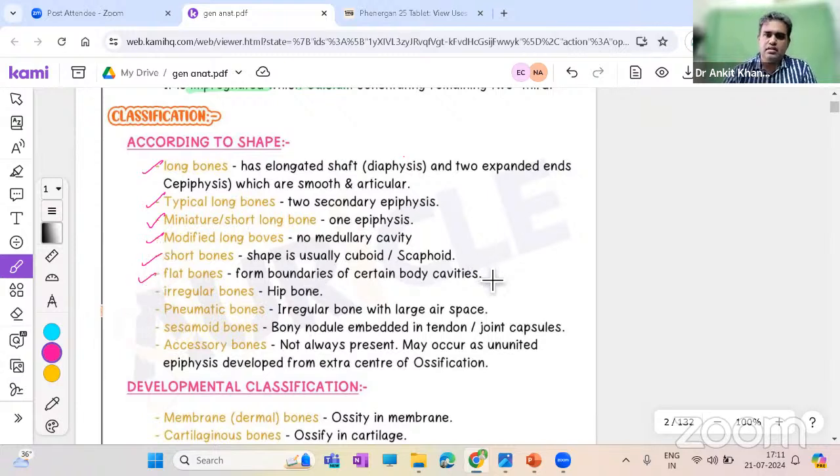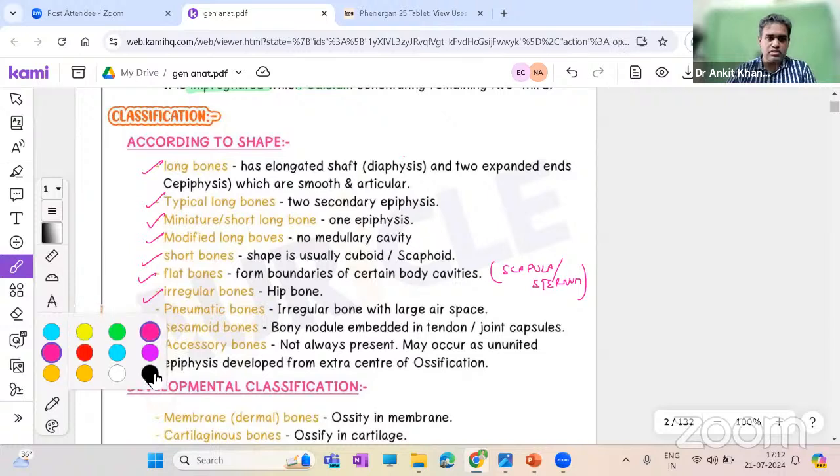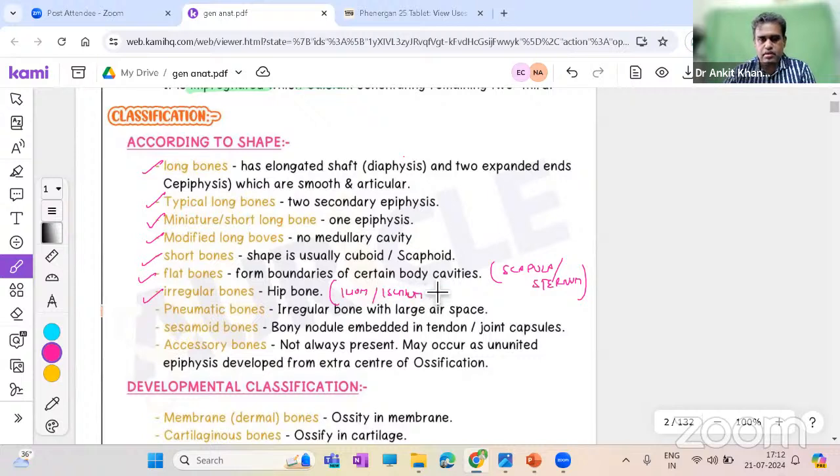Flat bones, for example, look into the skeleton and think of which bone is looking flat. It could be a scapula. It could also be, we can talk of sternum. They appear flat. So they form boundaries of certain body cavities. That's why the sternum forms a boundary of the thoracic cavity. Irregular bone, hip bone, so they are not long, they are not short, they are irregular bones, right? Hip bone, if you have seen, it's made up of 3 different bones. What are those 3 different bones? The 3 different bones in hip bone are your ilium, ischium, and pubis. These 3 bones join to form the hip bone.